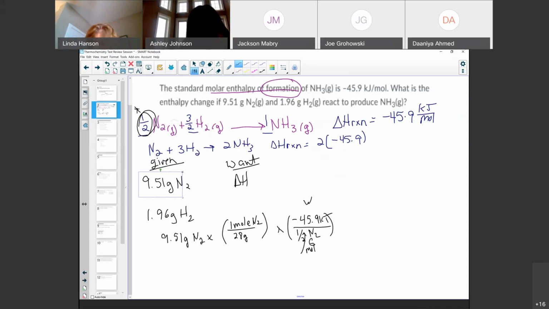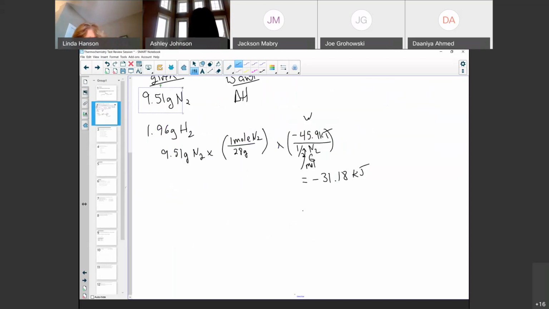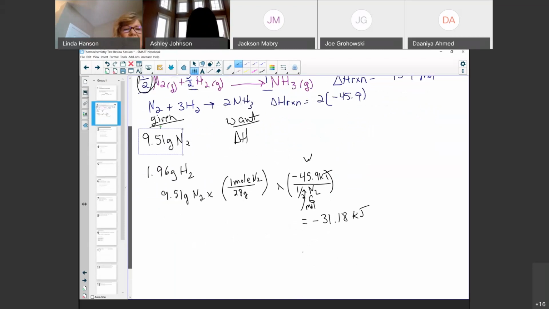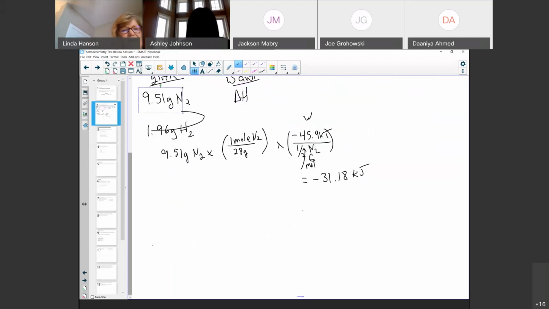So on my calculator, 9.51 divided by 28 times negative 45.9 divided by 0.5. So my first answer, one possible correct choice there, is negative 31.18. But I was given a second quantity, right? I was given the hydrogen as well, the 1.96.